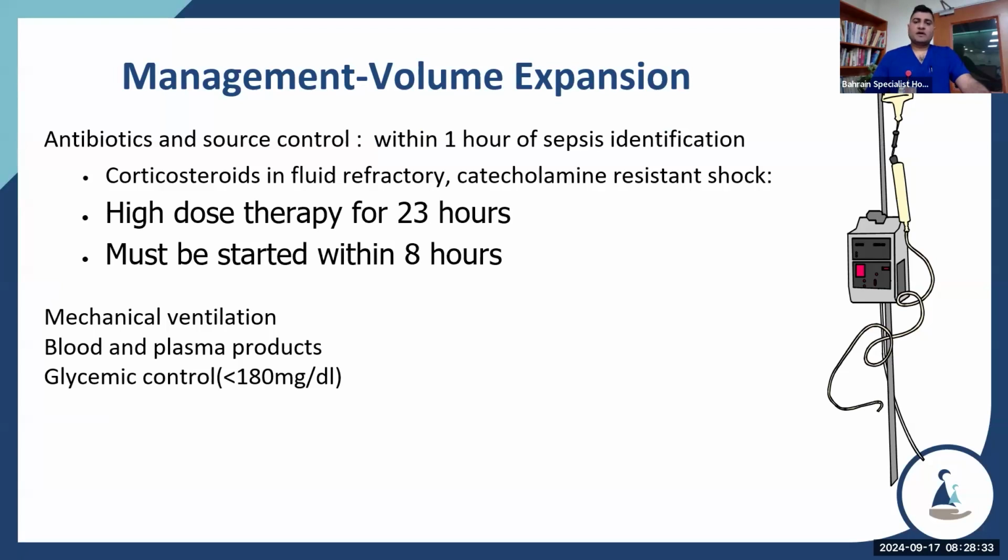Antibiotics and source control should be given within 1 hour of sepsis identification. Antibiotics should be started, and corticosteroids in fluid-refractory, catecholamine-resistant shock. High-dose therapy for the first 23 hours must be started within 8 hours. You can start mechanical ventilation, blood and plasma products, and glycemic control should be there.